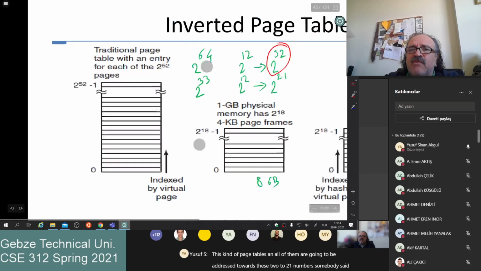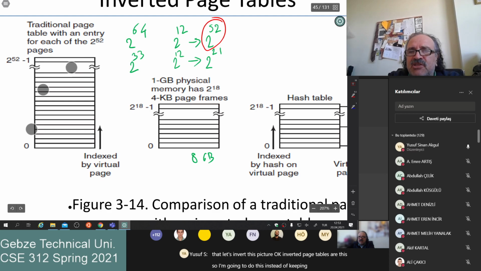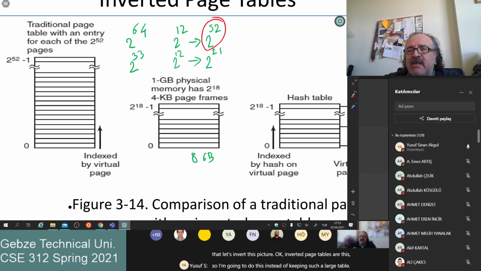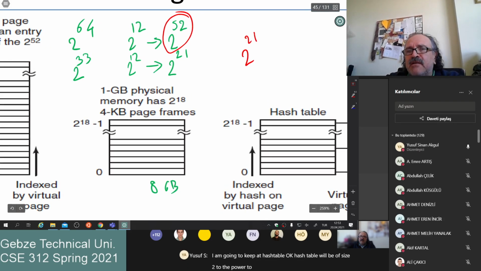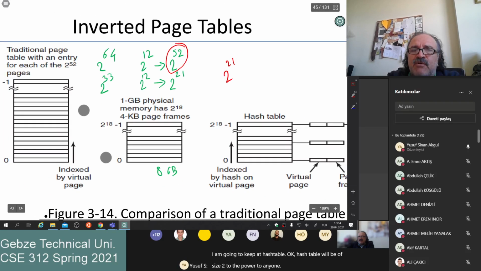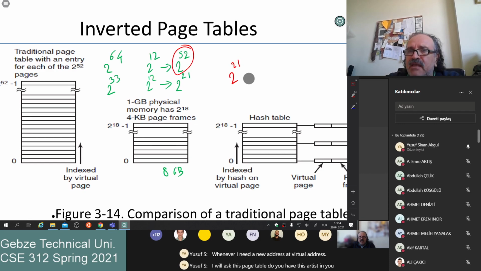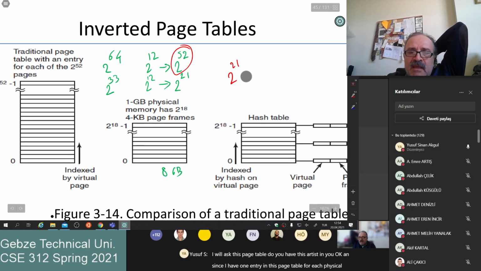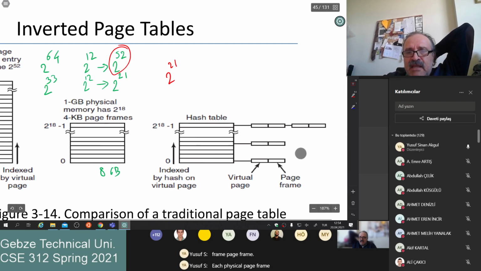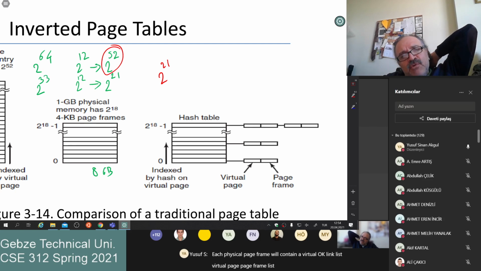Somebody said that, let's invert this picture, okay? Inverted page tables are this. Instead of keeping such a large table, I am going to keep a hash table, okay? Hash table will be of size 2 to the power 21. Whenever I need a new address, a virtual address, I will ask this page table, do you have this address in you? Since I have one entry in this page table for each physical page frame, each physical page frame will contain a virtual page frame linked list. So I am using hashing to make this decision.